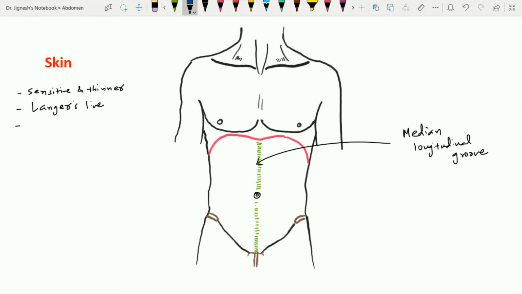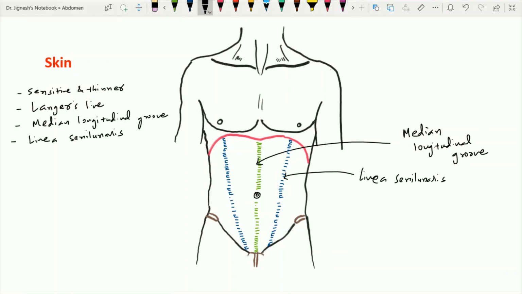Two more grooves are present, one on each side of the anterior abdominal wall, and these grooves pass from the ninth costal cartilage downward and medially and reach just near the pubic symphysis on each side. These grooves correspond with the lateral border of the rectus abdominis muscle, and they are because of the underlying linea semilunaris, and these grooves are very important as anatomical landmarks.